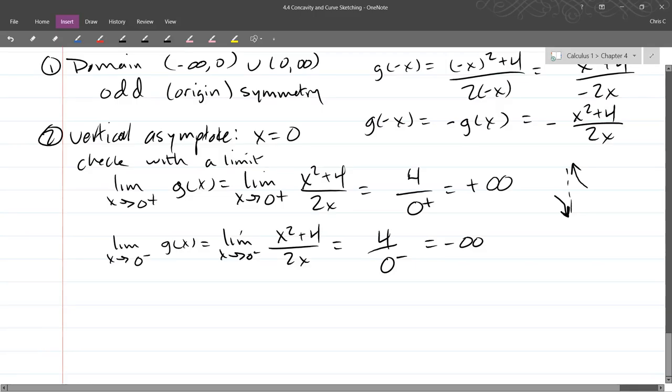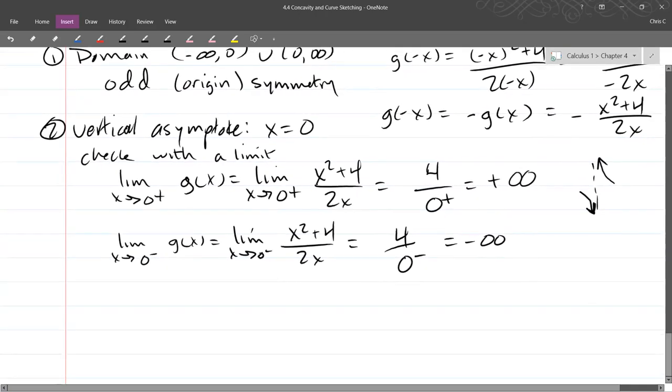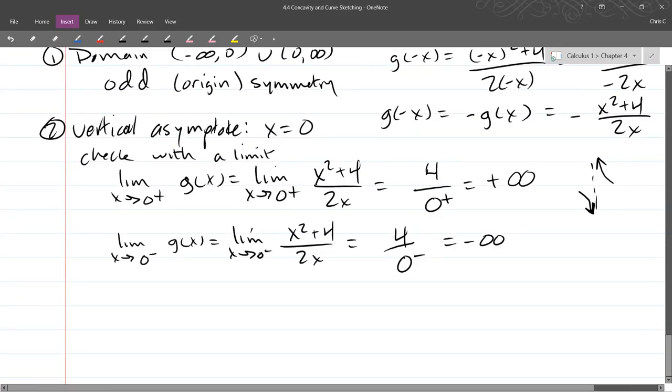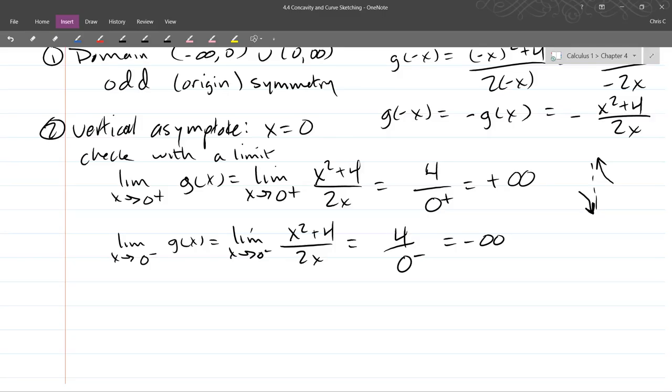A lot of you on the vertical asymptote probably didn't take a limit to tell me which way it went, from the left or the right. So when you say there's a vertical asymptote, you need to show at least one of these two. So I just showed using a limit. I did the positive one first. You don't have to do the negative one also.